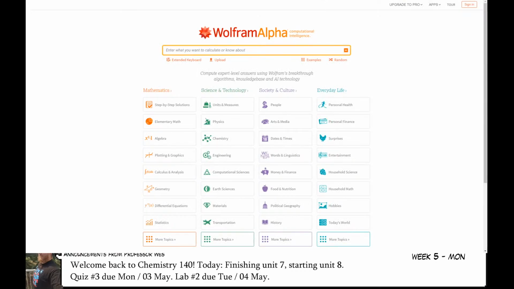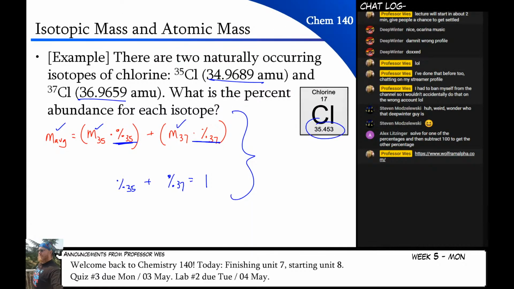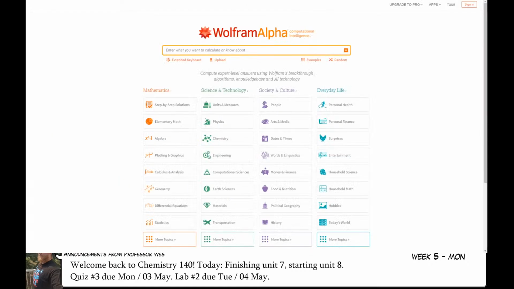All right. Now, oops, what did I just do? I accidentally turned it off, didn't I? I must have hit the spacebar or something. Okay. In Wolfram Alpha, we can type in our equation. And so what I'm going to do is type in the equation that we had before. Now, obviously you can't see it because it's not on the screen anymore. But so we're going to do M average equals M35 times X plus M37 times Y. We're going to leave the Y's in there, but I'm going to fill in all the rest of the numbers.